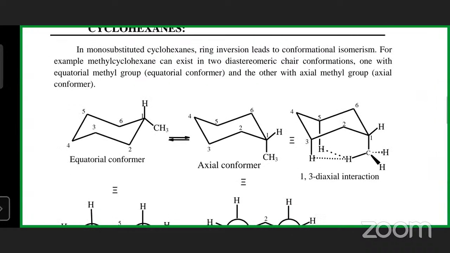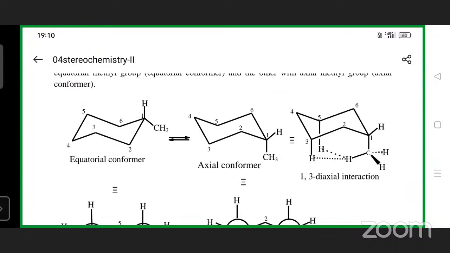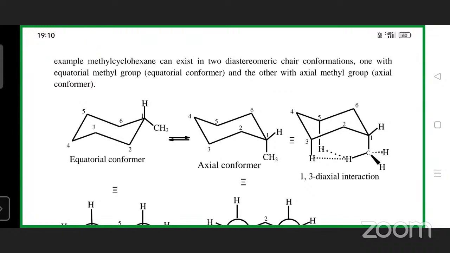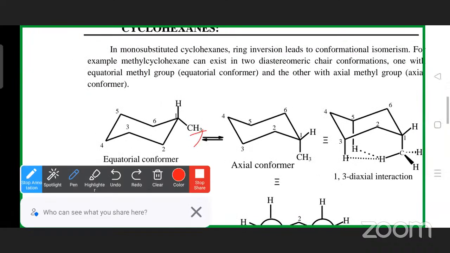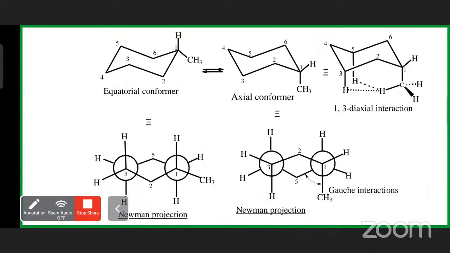Here is methyl cyclohexane, and this methyl group is equatorial. Upon conversion, at dynamic equilibrium, this methyl group is converted into axial. This is the axial conformer, and this is the equatorial conformer. Among these two, which is generally the most stable, either the axial or the equatorial methyl conformer?